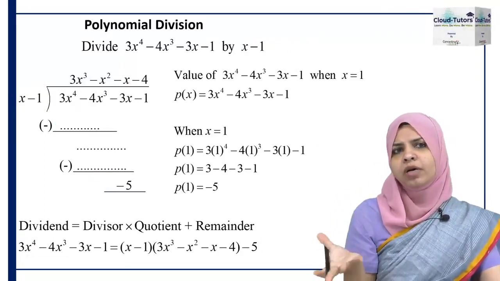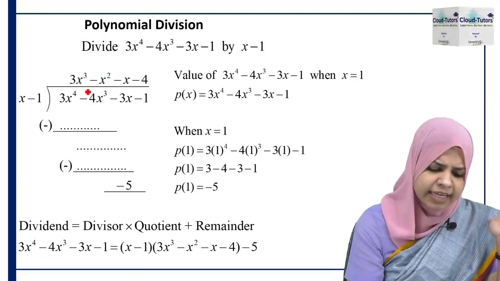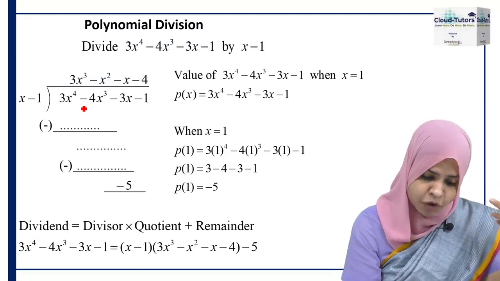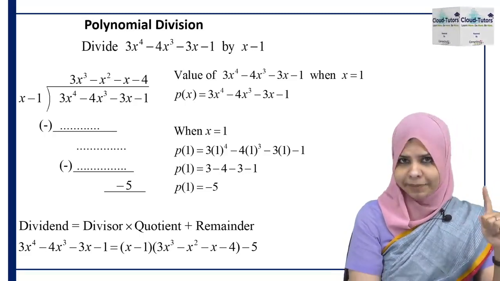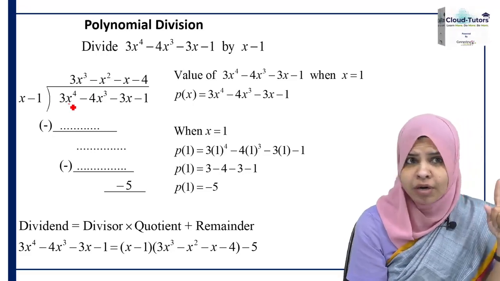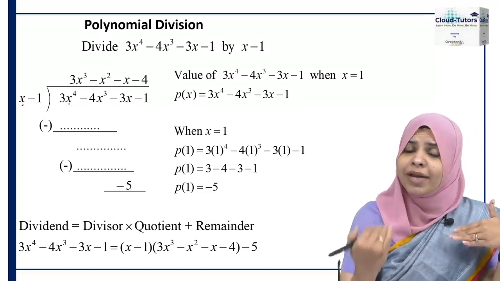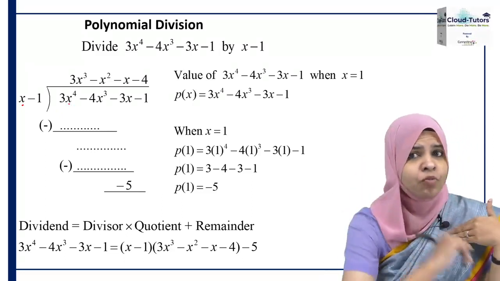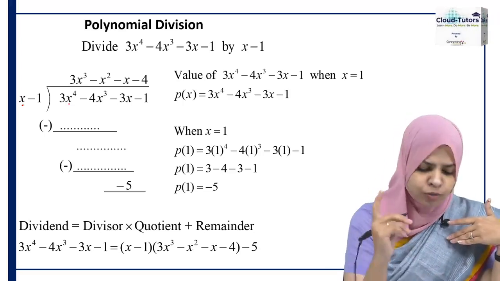Now, I have one more example here. Let's see this. Now, 3x to the power of 4 minus 4x cube minus 3x minus 1. Let's fill in the blanks now. So, I have 3x to the power of 4, and I have x here. So, what I need to multiply it with, if I have to eliminate it, I have to multiply it with 3x cube. So, let's do it.